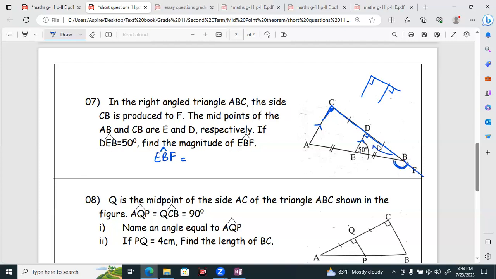It is equal to the sum of the interior opposite angles. So it is 90 plus 50. What is the answer? 90 plus 50. Answer is 140 degrees.